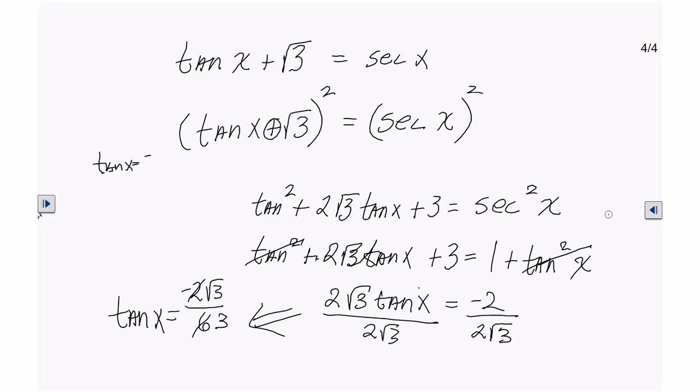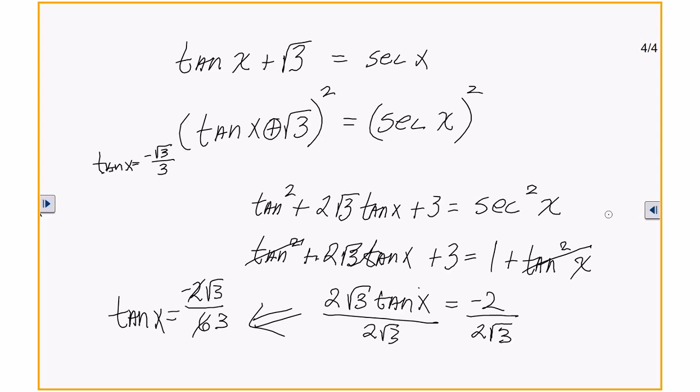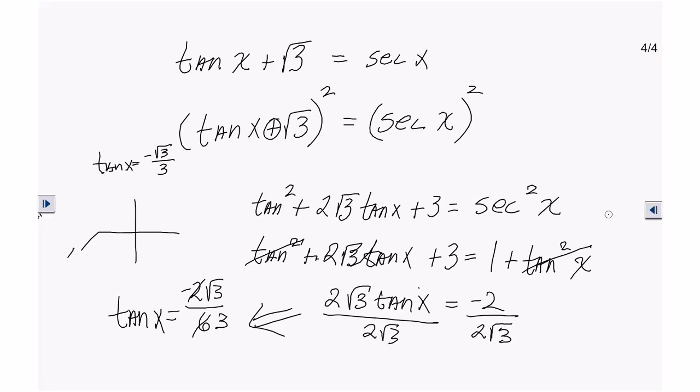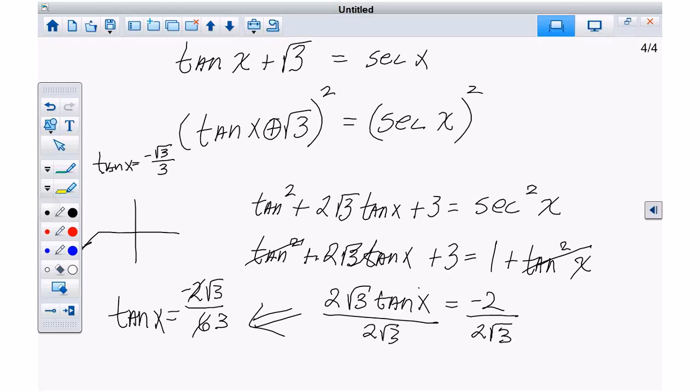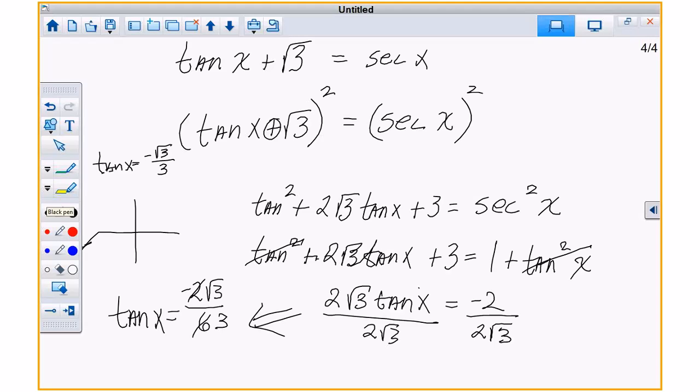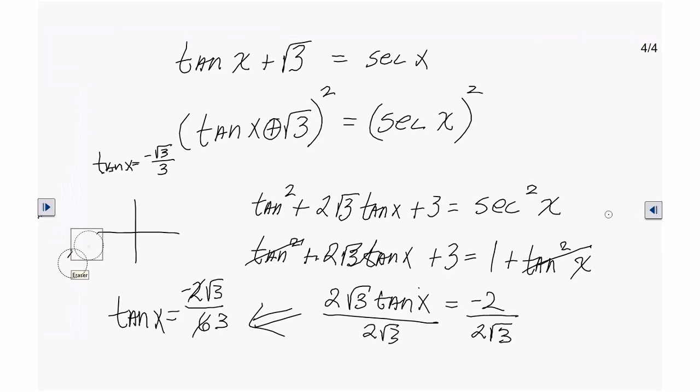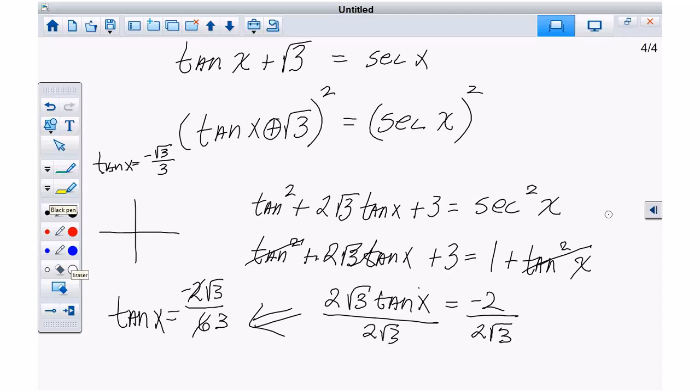For tangent, square root of 3 over 3, we do have one answer. Which one is it? I'm not worried about the negative, just which one is the special angle? It's 30 degrees. The square root of 3 over 3 is 30 degrees.